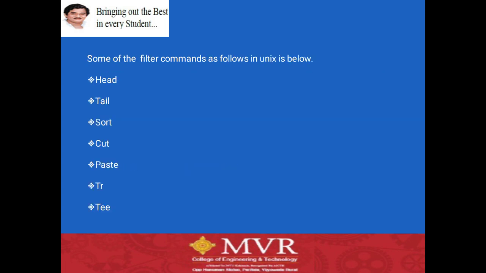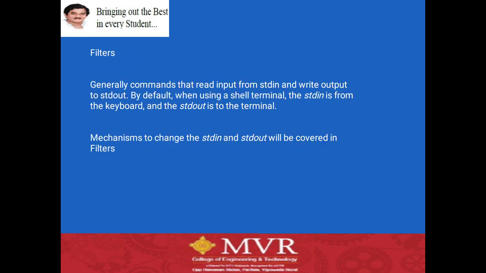So grep is also a filter, remember that, but these are the important filters we need to discuss. The filters are head, tail, sort, cut, paste, tr and tee. These are all called filter commands in Unix, including grep. Because grep is very important, we have discussed it separately, but these are all called filter commands in Unix. Okay, we will discuss one by one. Let us see what a filter is.